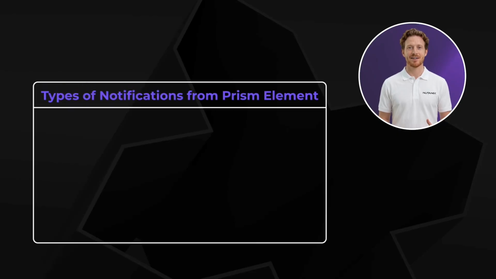Prism Element can send several categories of email notifications depending on your configuration. Severity-based alerts: you can configure Prism Element to send critical, warning, and info alerts as they happen in real time.